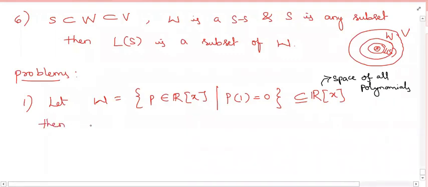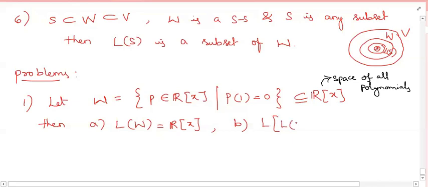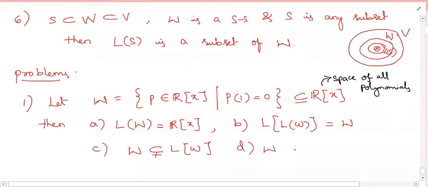Okay, then options. A, L of W equal to R of X. Second option, L of W equal to W. Third option, W is a proper subspace of L of W. D, W is not a subspace of R of X. Yeah, tell me in the chat box. Tell me the answer in the chat box.